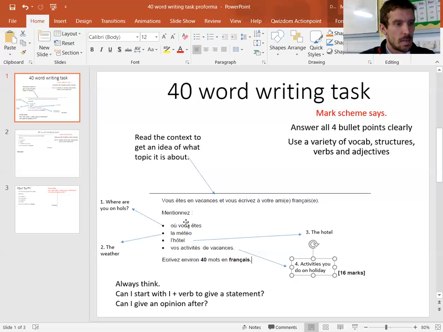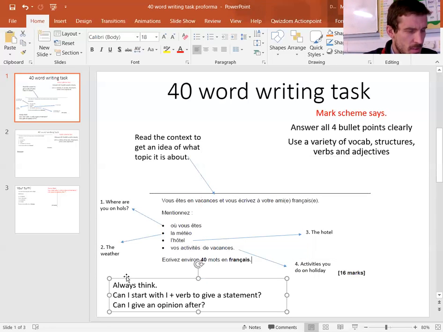That's hardly anything, really. That's literally saying a statement, maybe giving an opinion about it. It's a really simple thing to do. I always have this little crib: when you're doing this, think, can I start with I plus verb to give a statement? So in French, je something, blah, blah, blah. For the third bullet point, je reste dans un hôtel. I stay in a hotel, or I am staying in a hotel.